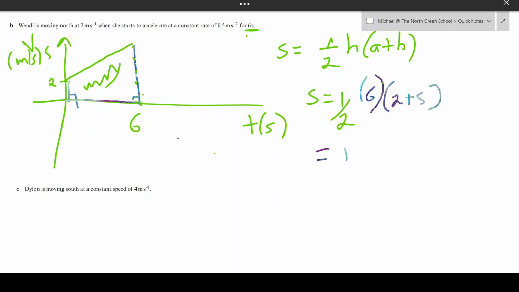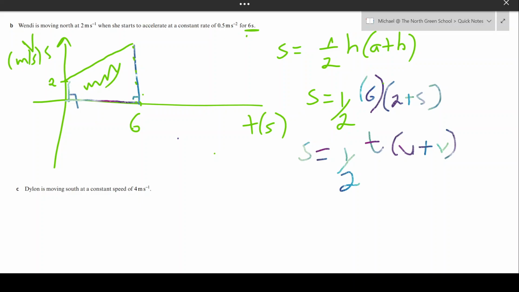Or if you pay attention, you'll see that actually what we've done is say half, the 6 is the time, the 2 is the u, and the 5 is the v. So we've actually kind of derived the equation for displacement. Displacement is equal to a half u plus v into t, and that's how we get the equation.